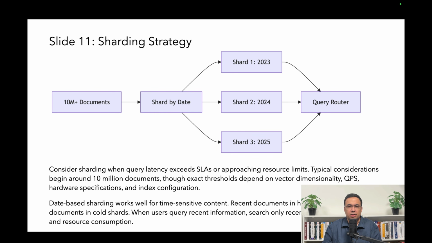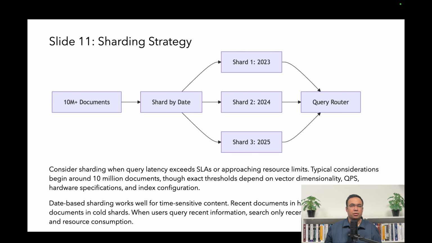Now let's talk about the sharding strategy for scaling beyond the capacity of a single database instance. You'll want to consider sharding when you start seeing query latency exceed your SLAs or when you approach the resource limits on your database instances. Typical considerations begin around 10 million documents, though the exact threshold really depends on your vector dimensionality, your queries per second, your hardware specifications, and your index configuration.